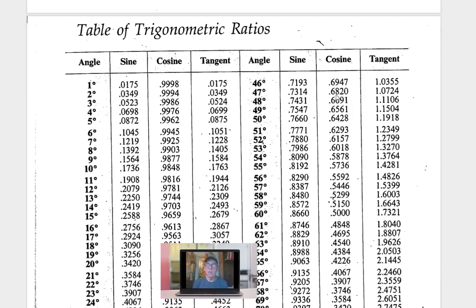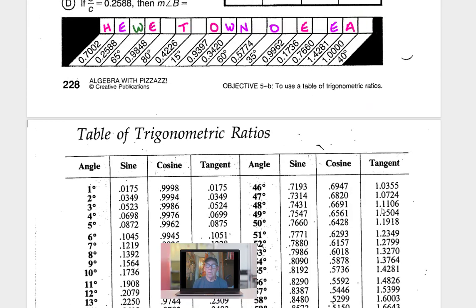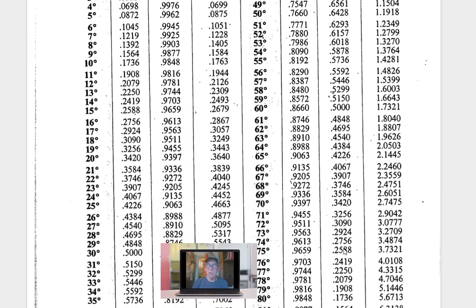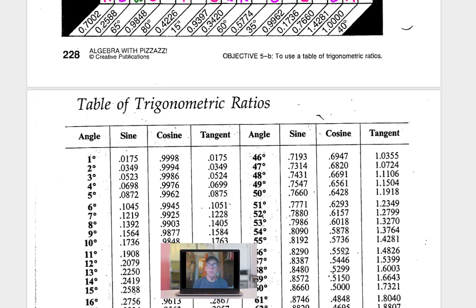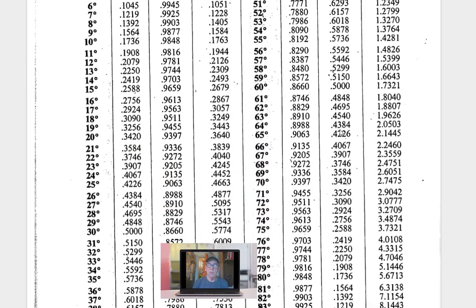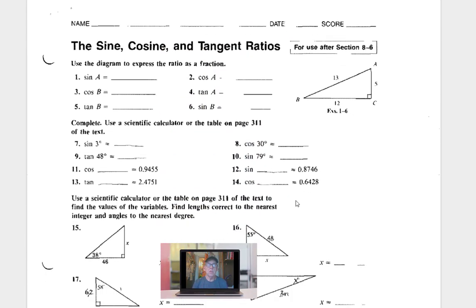So we can actually use the values in the columns to look up the angle, or if we know the angle, we can find the angle and then use the columns to come up with the decimal ratio for the sine, cosine, or tangent. So let's get started on these.